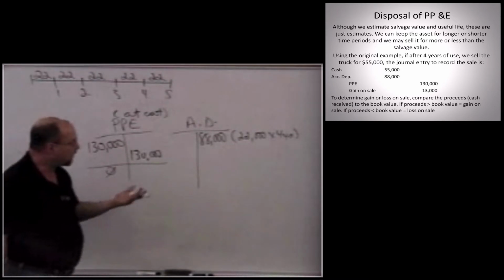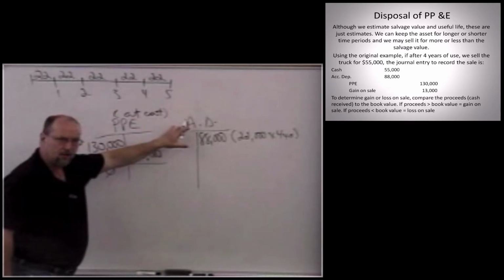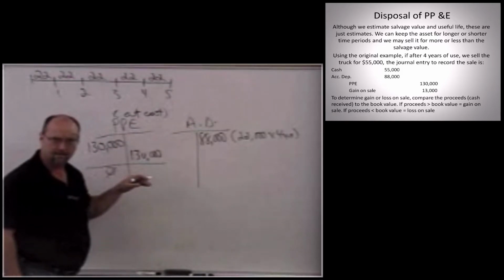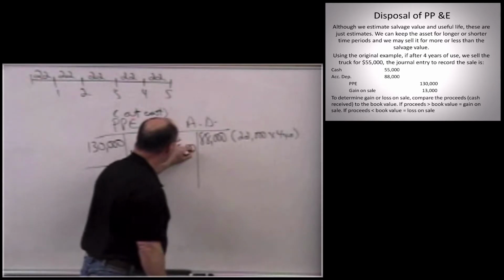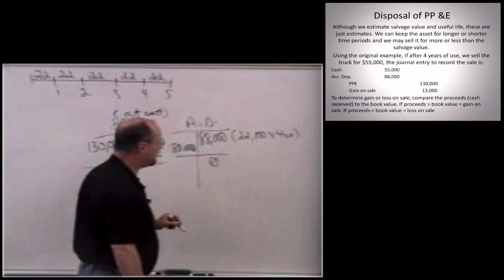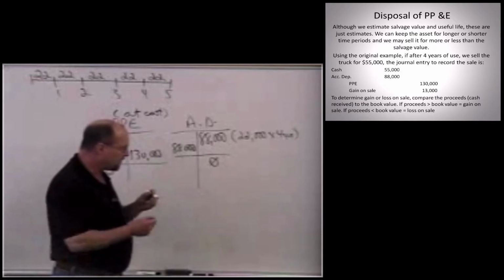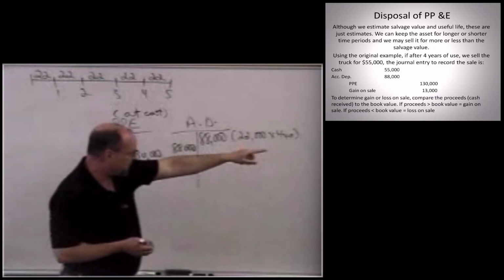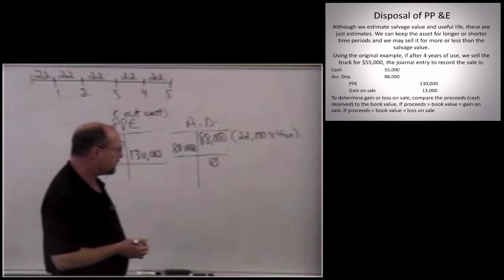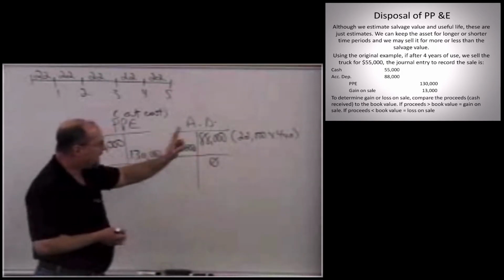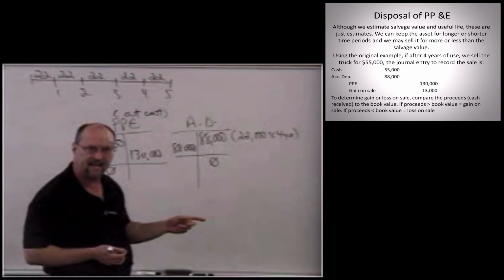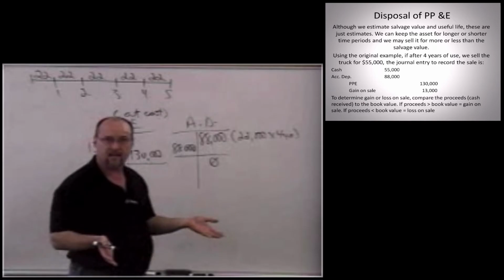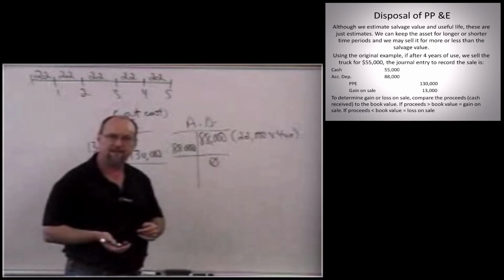If I don't have the equipment, remember, the only time you ever have accumulated depreciation is with equipment or property, plant, and equipment. So I'm going to debit accumulated depreciation simply to zero out the account, get rid of it. And then notice, if you were to add up your debits, 55 plus 88 gives you 143. I only have a credit of 130. I would have what's called a gain on sale because my book value was 42,000 when I sold the asset, but because I maintained good care of the truck, I was able to recover 55,000.